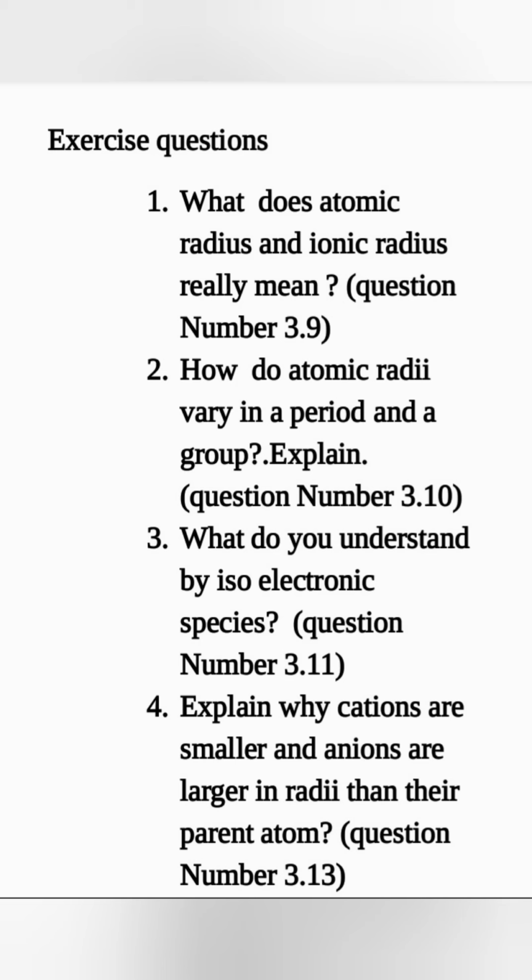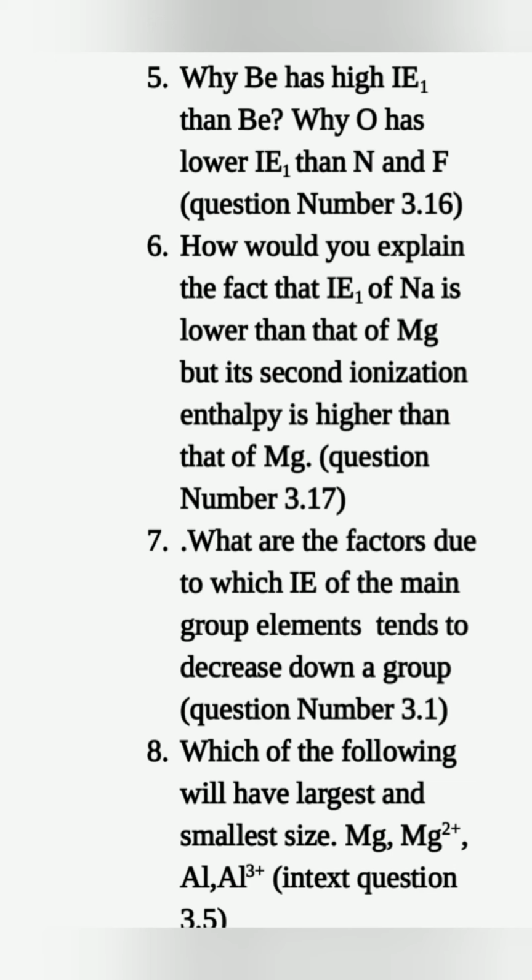Why does oxygen have lower first ionization enthalpy than nitrogen and fluorine? We have explained that, and depending upon the electronic configuration you can write it down. Next question: how would you explain the fact that the IE1, the first ionization enthalpy, of sodium is lower than that of magnesium, but its second ionization enthalpy is higher than that of magnesium?